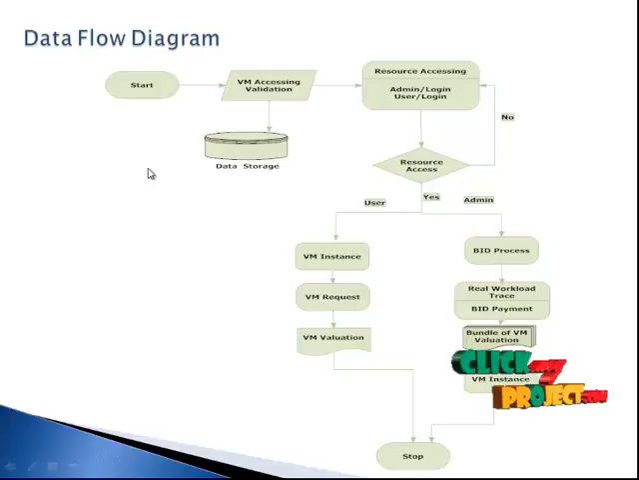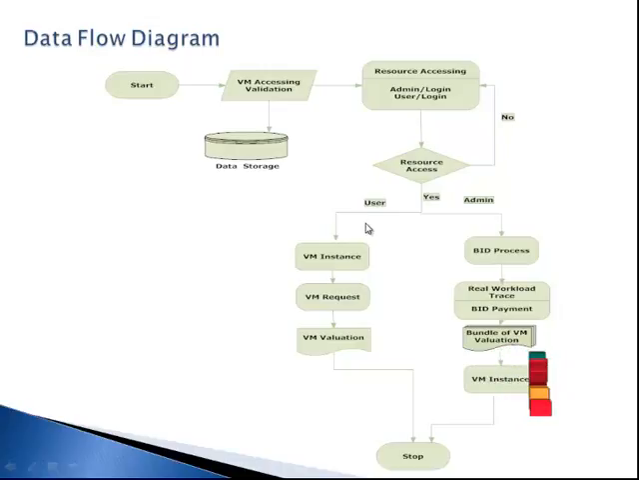This is the data flow diagram for this project. There is a start and an end, and the starting does not have any validation process. Here the users and the providers are available. The resource accessing process is handled with some validation process. It contains the admin and user logins.